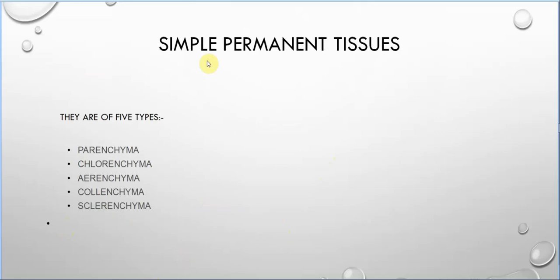So let us discuss the simple permanent tissue. The simple permanent tissues are of three types: Parenchyma, Collenchyma and Sclerenchyma. So let us discuss each of them in detail.